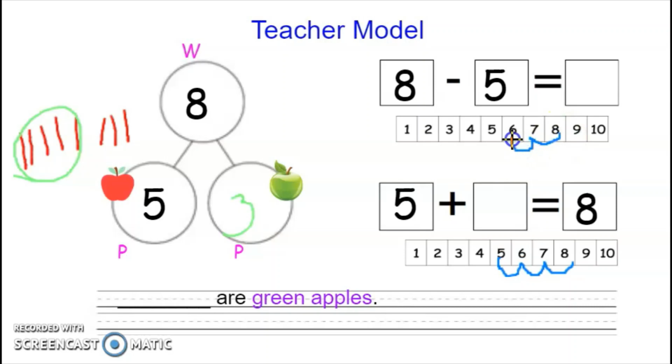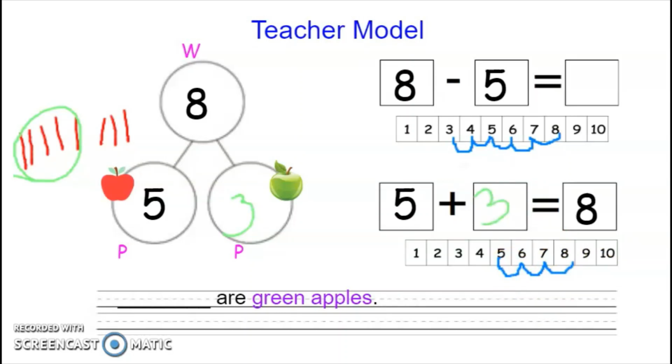1, 2, 3, 4, 5. Great. Now let's go back to James's number sentence. Remember with James, we started at 5 and we counted on, or we jumped on up to 8. We did how many jumps? 1, 2, 3. We did 3 jumps. So I'm going to go ahead and fill that in right here.